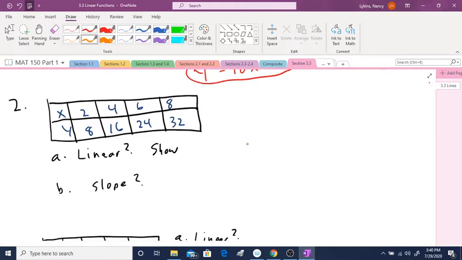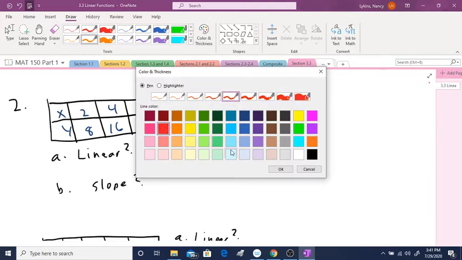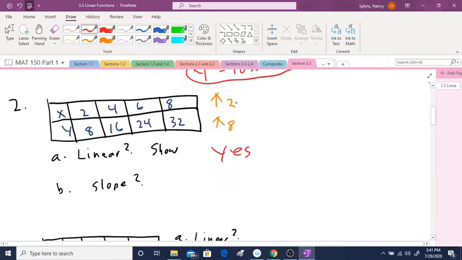What does x do? 2, 4, 6, 8. They all go up by 2. What do my y values do? 8, 16, 24, 32. Goes up by 8s. So they all have the same pattern. It's yes. My work I've shown by the arrows. The slope is going to be my y value over my x value. My y is 8, my x is 2. So my slope in this is m equals 4.